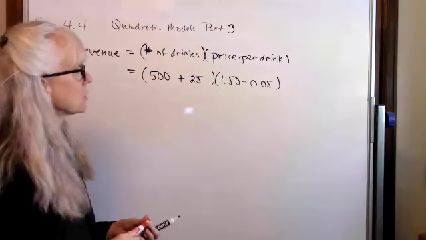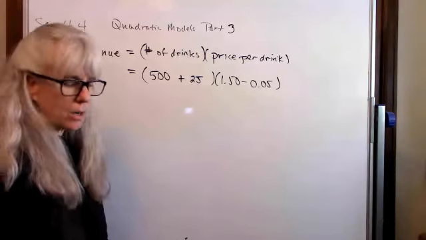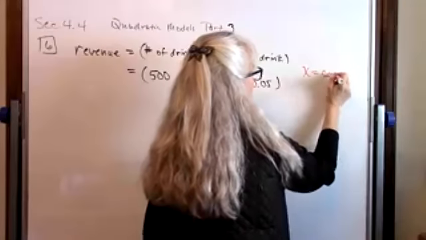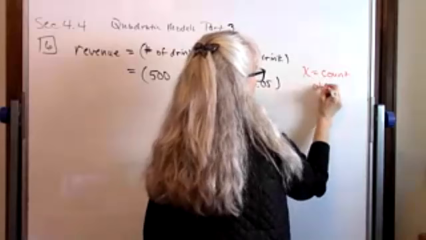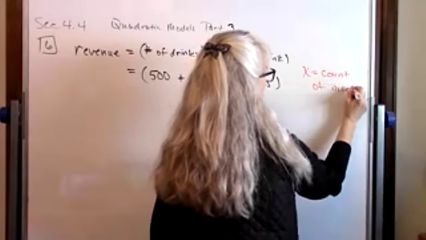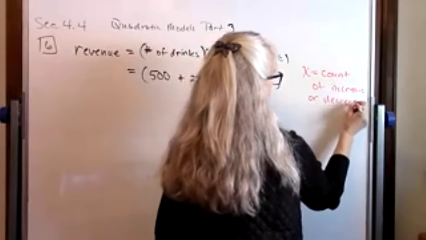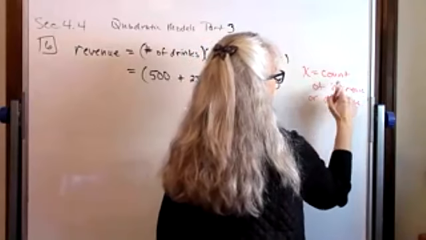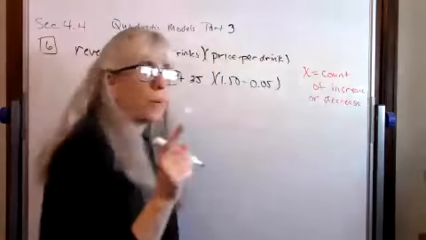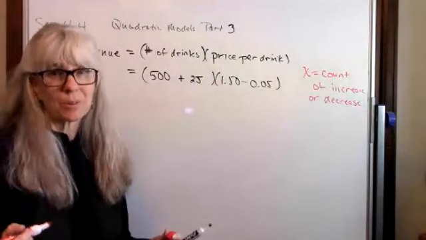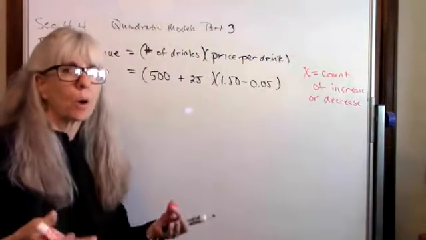So what we're going to do is put an X in as our variable. Now, X over here is really what I'm going to call a count of the increase or decrease. So it is a counter or an increment. It's got nothing to do with the price. Sorry, it does have something to do with the price, but when you're all done, it won't give me the price, right?